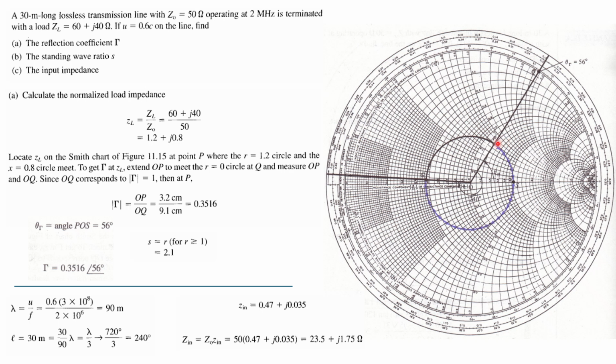From here, move 240 degrees, and wherever it goes, just draw the line, and this value will be the normalized value here. So normalized is from here to this one. Here this is 56, then this is your 180, and so 4 degrees more, so this will be the 240. After getting the value of Z normalized, multiply by Z naught, that is 50, and finally this is the input impedance at this point.